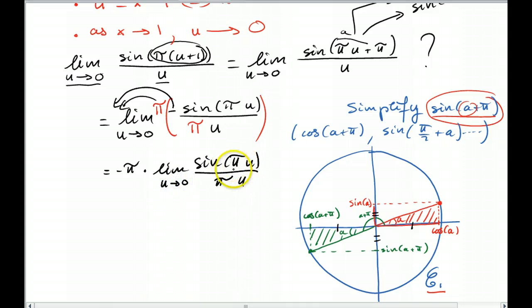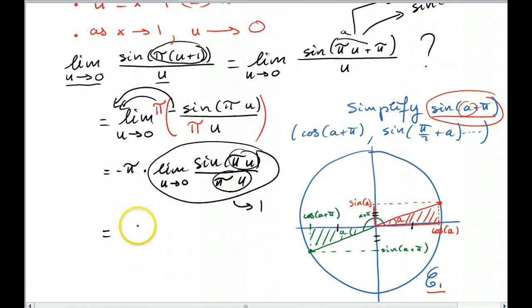And pi u is approaching 0, so these two quantities approach 0 at the same pace, in the same fashion, okay, it's pi u and pi u. Therefore this limit right here approaches 1, therefore my limit approaches negative pi.